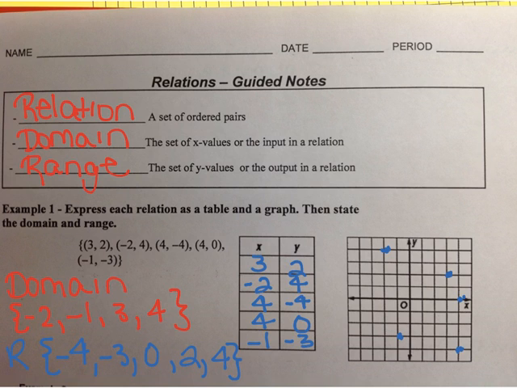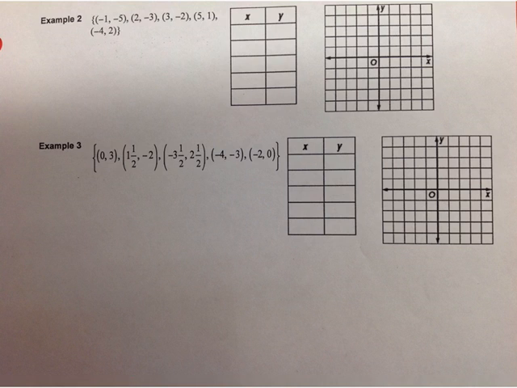Let's keep going. Let's look at number 2. Example 2 is the same thing. So for my x values, I'm going to go ahead and list them. My first one is going to be -1, I'm sorry.